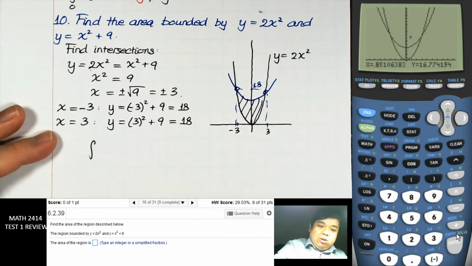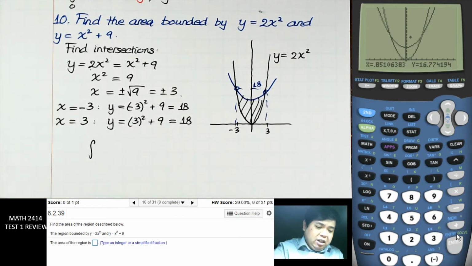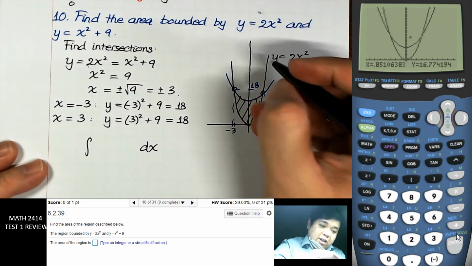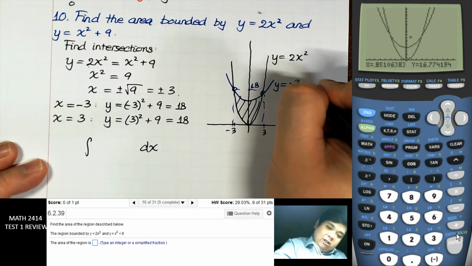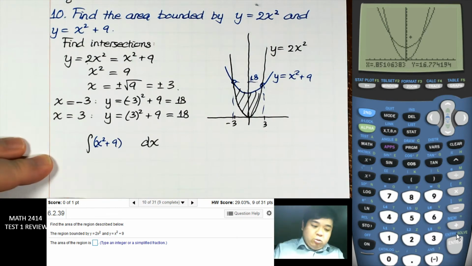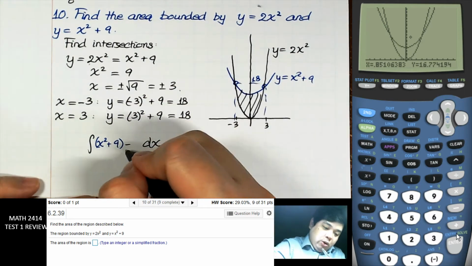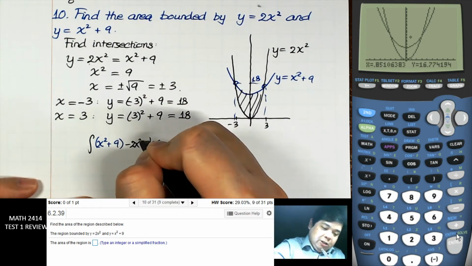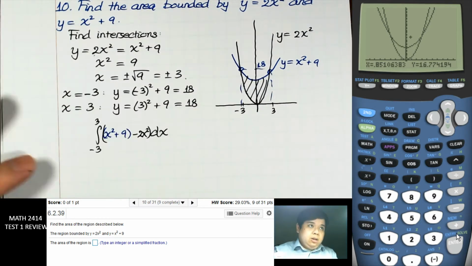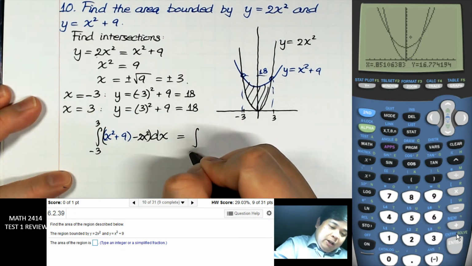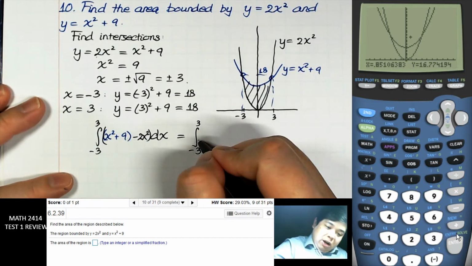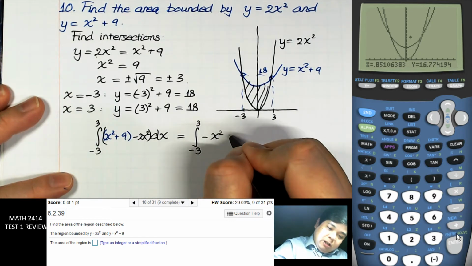Now to set up the integral, this will be very easy. We set up using the x. The function above is y equal to x squared plus 9. Subtract the function below, 2x squared. Integral will be from negative 3 to 3. So we will have negative 3 to 3 of x squared minus 2x squared, so minus x squared plus 9 dx.